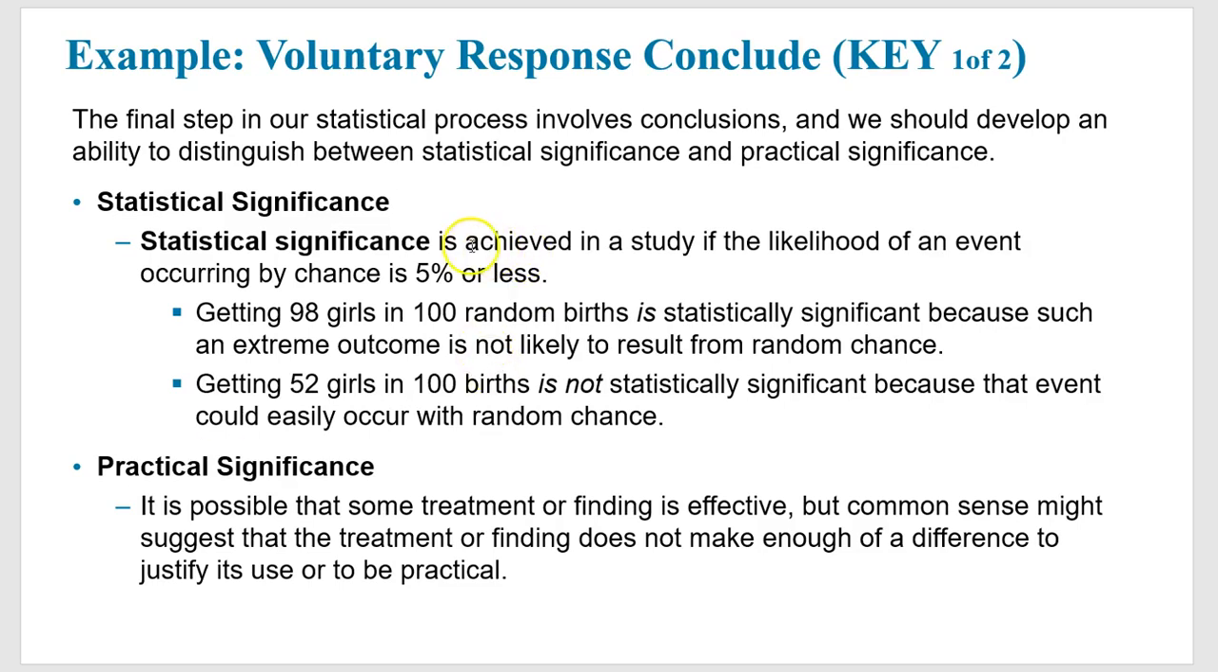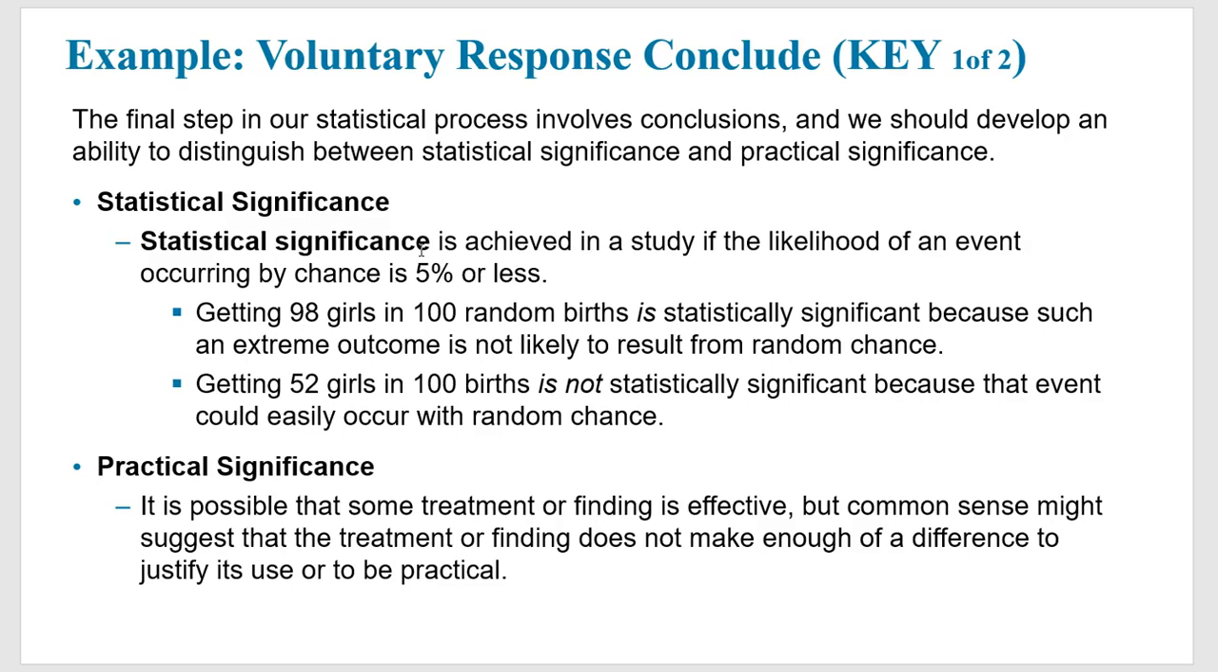So statistical significance, when we say that word, there's something very specific that we mean. We mean that the likelihood of that event occurring by chance is 5% or less. So is there a 5% or less chance that this happened, that just this one time we got a 67% and a 38%? Absolutely not. There was a reason that happened.